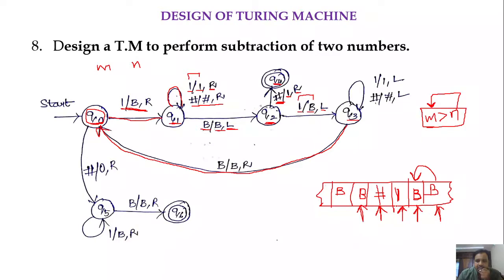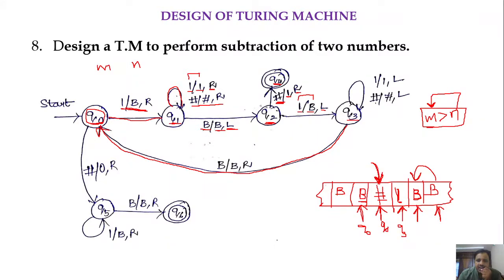So consider that we are in q3 and if we get 1, keep that 1 as it is. If we get hash, keep that hash as it is. And in q3 if we get a blank, we will go to the state q naught by keeping that blank as it is, and the head we will move towards right. So here you could see in q naught we got hash.